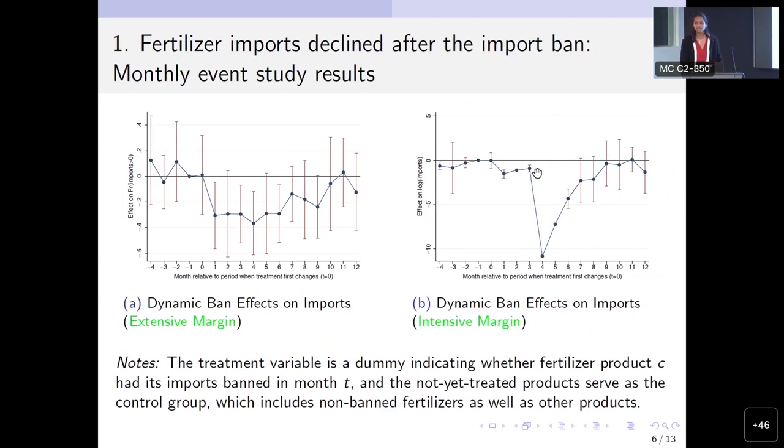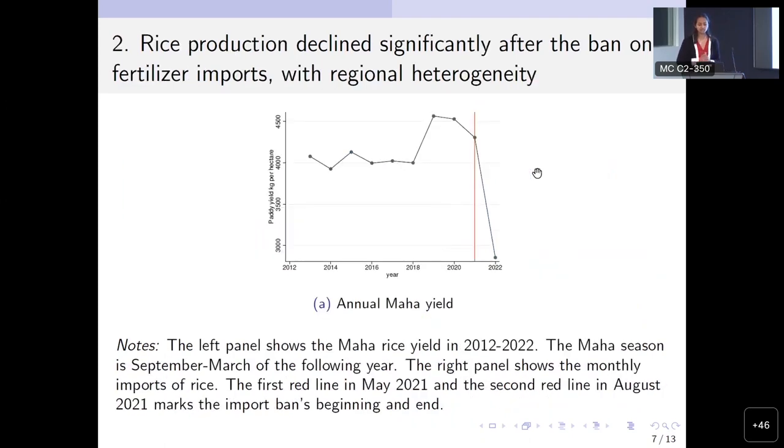Now, at the same time that you see this fertilizer import ban and this huge decline in fertilizer imports happening in the country, there was an unprecedented decline in rice production in the country, unprecedented in that it did not happen in the last 10 years. So if you look at rice production in Sri Lanka, we are looking at the yield of Maha rice. Maha is the main growing season in Sri Lanka, and it's right before the Maha sowing season that this fertilizer ban was implemented. And what you see is a more than 75% decline in rice production in Sri Lanka if you compare to any pre-period year in the last 10 years.